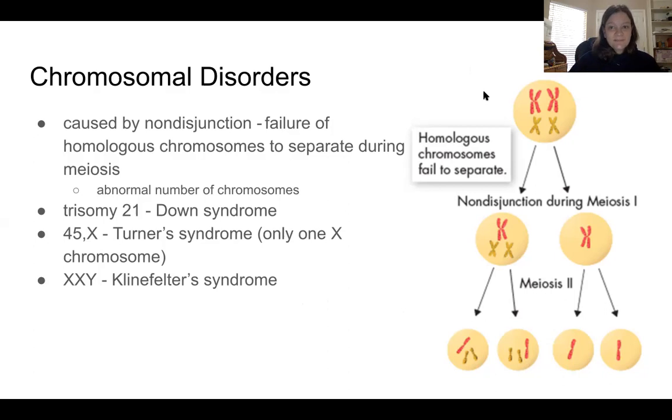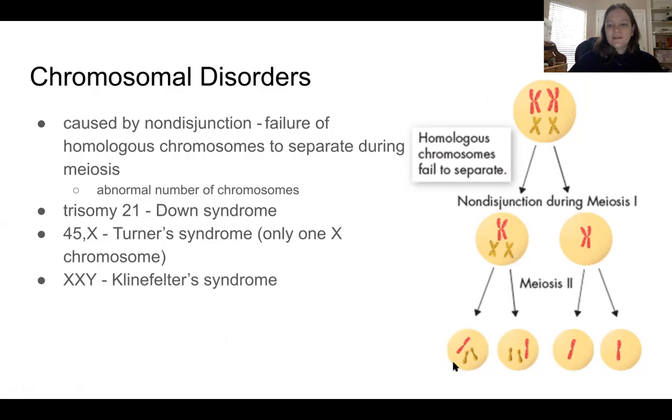Most of the time, if you have a non-disjunction event, if you have a chromosomal disorder, that would result in a miscarriage. The few exceptions to the rule, we have trisomy 21. A trisomy is where you end up with 3 copies of that chromosome.